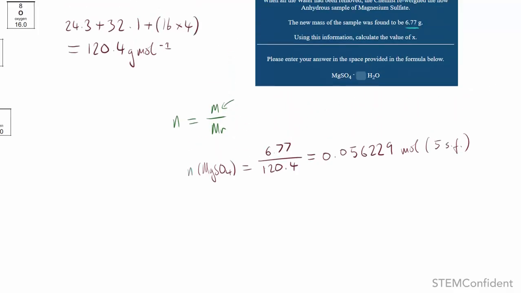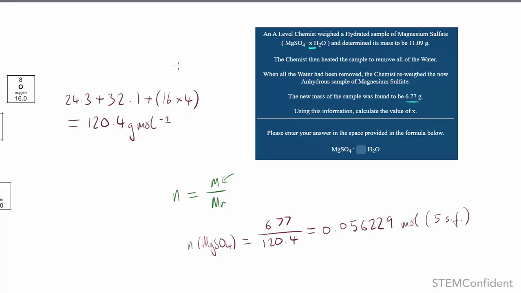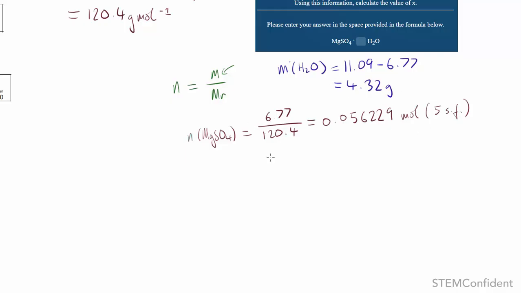Now, as I said, for the H2O aspect of things, you do need to do a bit of arithmetic. So we're going to need to do effectively 11.09. So the mass m of H2O is going to be equal to 11.09 minus 6.77. Okay, and so if you do work that out, you're going to get 4.32 grams.